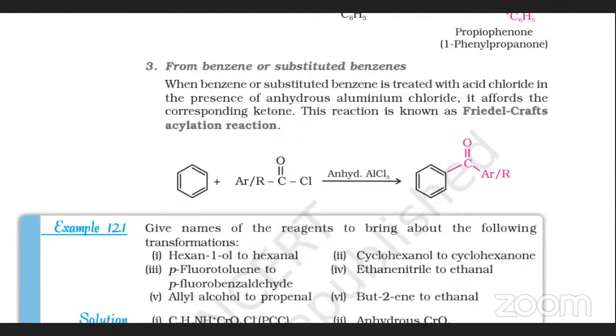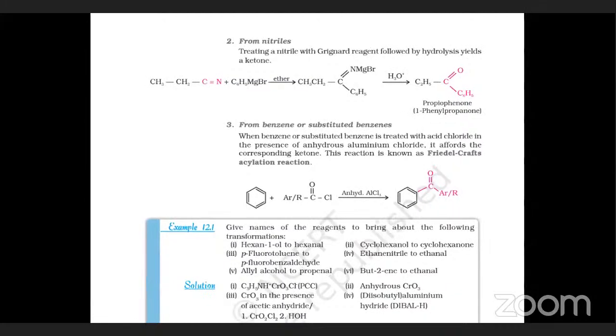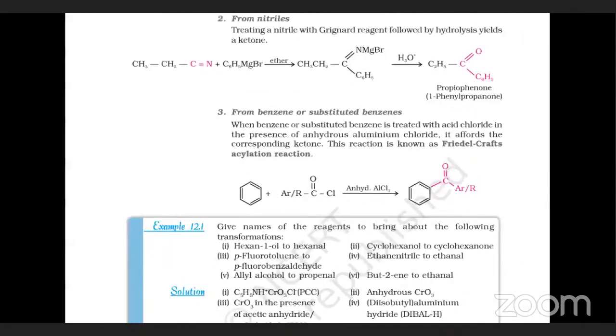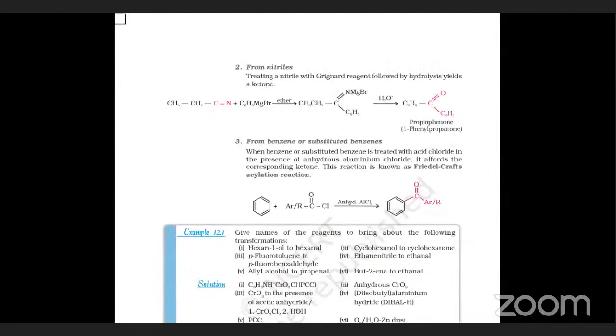So in both Friedel-Crafts alkylation and Friedel-Crafts acylation, whatever alkyl group or acyl group we have taken is going to be attached to the compound taken. It might be aliphatic or it might be aromatic. So from the substituted benzenes or from the normal benzenes, we are going to prepare the ketones.